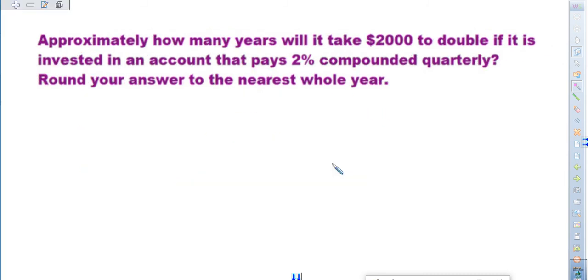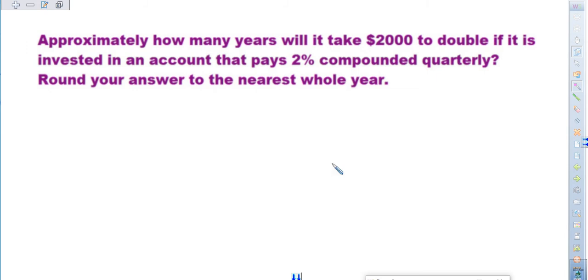Okay? So now here's where we get into the meat and potatoes, why we put this in the exponential logs unit itself. This is the one I tried to go over at the end of class yesterday. It says approximately how many years will it take for $2,000 to double if it is invested in an account that pays 2% compounded quarterly, round to the nearest whole year.